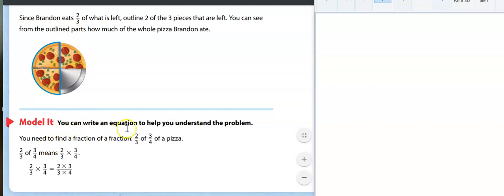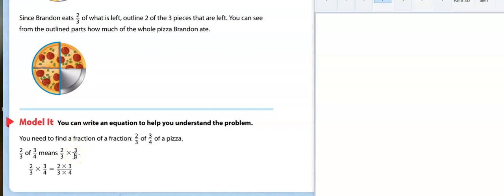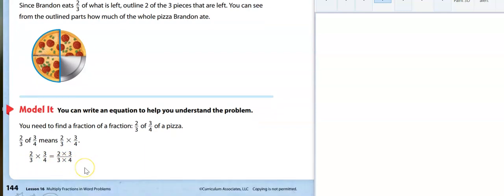So it says you can write an equation to help you understand the problem. So you need to find a fraction of a fraction, 2/3 of 3/4 of a pizza. So that means 2/3 of 3/4 means 2/3 multiplied by 3/4. And if we use this method, we're going to use standard algorithm, where you multiply your numerator by your numerator, 2 times 3, and your denominator by your denominator, 3 times 4. And you should write down, what will that give us, boys and girls? Write it down in this space right here.